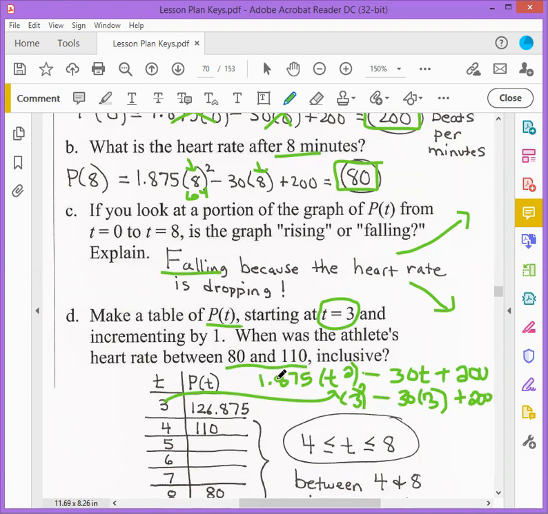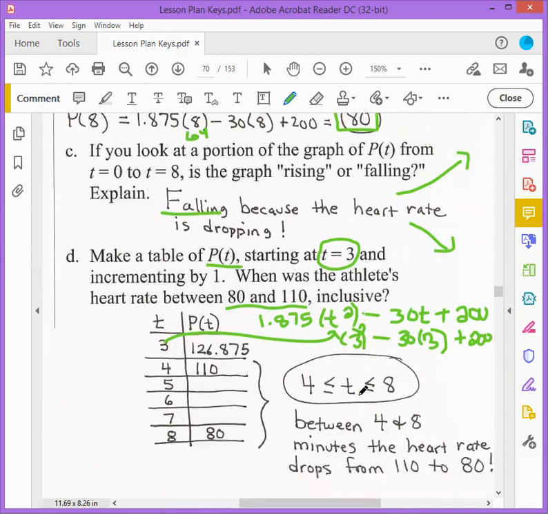Now when we simplify, 1.875 times 3 squared minus 30 times 3 plus 200, we get 126.875. Next, we're going to substitute 4 for t. So we'll get 1.875 times 4 squared minus 30 times 4 plus 200, and we'll get 110. Now we see here that our heart rate at time point 3 minutes after the exercising ends, was 126.875. And then the heart rate went down to 110.